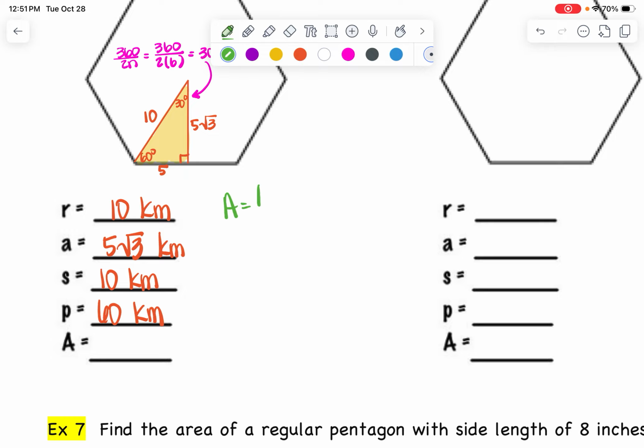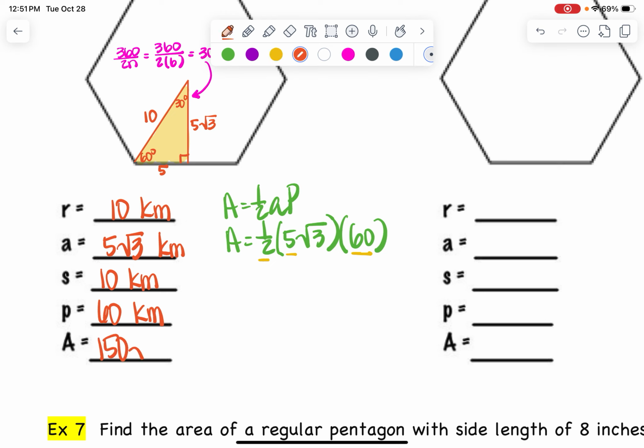And now that I know the apothem and the perimeter, I'm going to put that in my 1/2 apothem perimeter formula. So my apothem is 5 root 3, and my perimeter was 60. And again, I'm going to leave the root 3 alone. I'm only going to multiply the outside numbers. So 1/2 times 5 times 60 is going to give me what? 150 root 3. And that would be square kilometers.